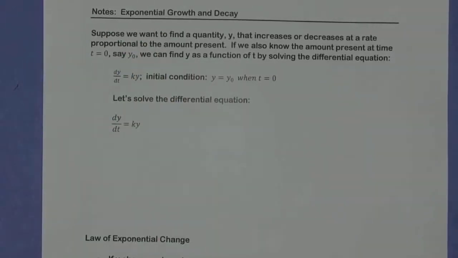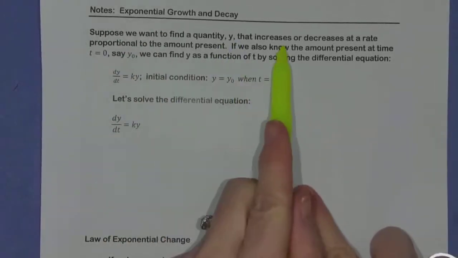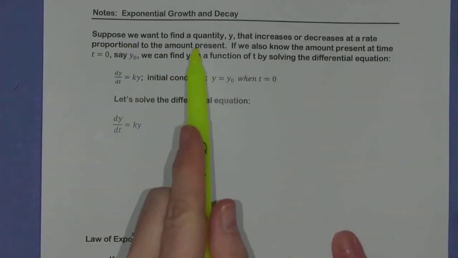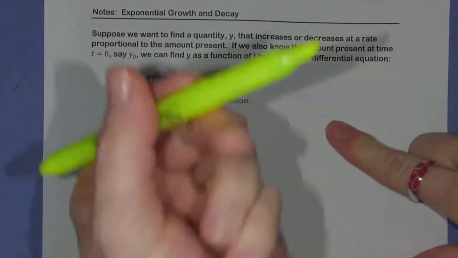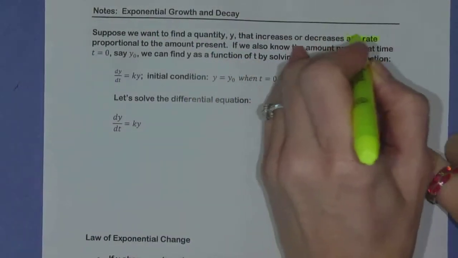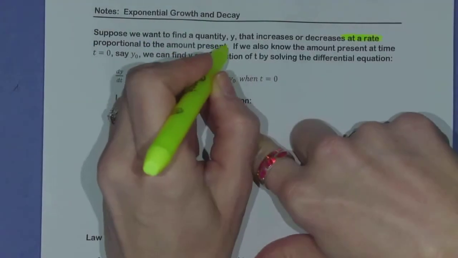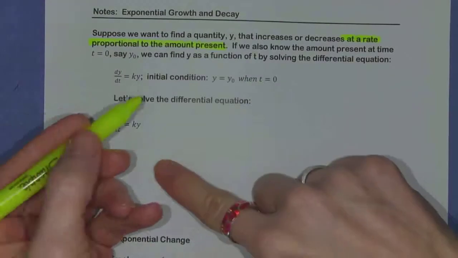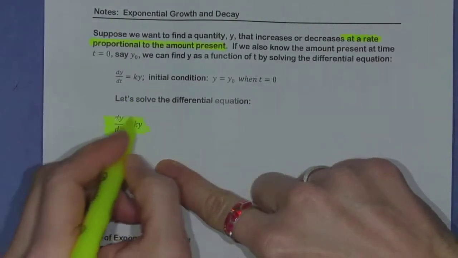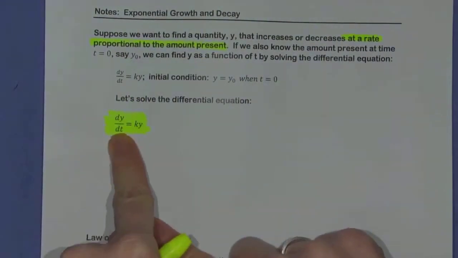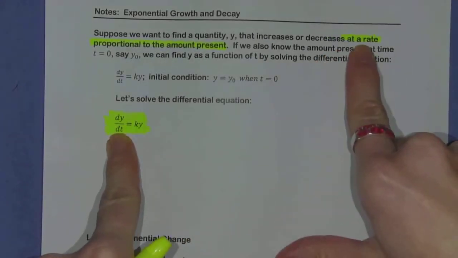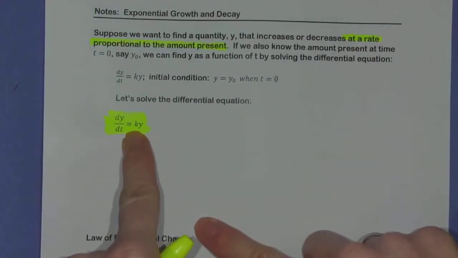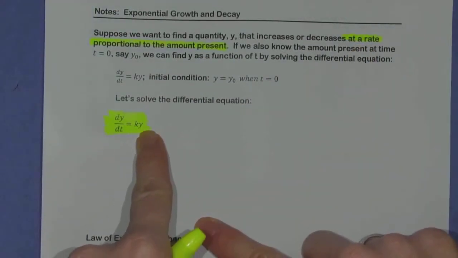It says, suppose we want to find a quantity y that increases or decreases at a rate proportional to the amount present. So I want you to highlight or circle or underline this terminology right here, at a rate proportional to the amount present. And before we go any further, I want you to come down here and look at this differential equation. So the dy dt part is the rate. This is the rate of change of y, and it's changing at a rate proportional to the amount present.